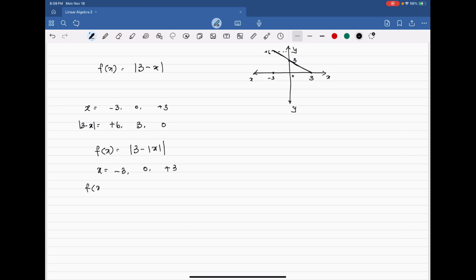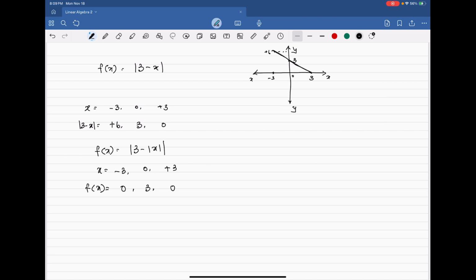Then what will be f(x)? When x is minus 3, the absolute value of minus 3 is plus 3, 3 minus 3 is 0. When x is equal to 0, then the absolute value of 3 is 3. When x is equal to plus 3, what happens? 3 minus the absolute of plus 3 is 3 minus 3, equal to 0.